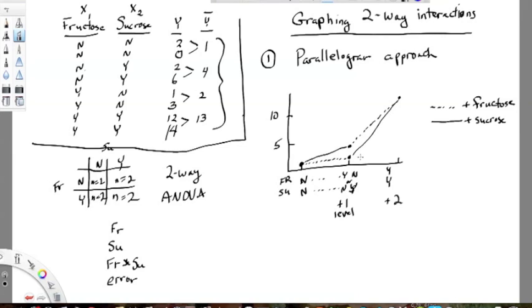Okay? Why does it make sense to draw a solid line there? Because we are adding sucrose to a medium that has fructose. So this solid line is looking at the effect of adding sucrose when we already have fructose, and this dashed line is representing the effect of adding fructose when we already have sucrose from this starting point.